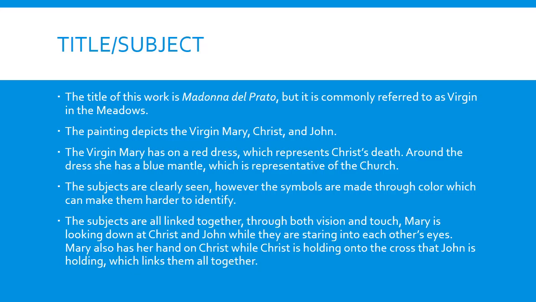So it's also known as the Virgin in the Meadows, according to Gombrich in the textbook. And so Madonna del Prado is a classic example of Raphael's Renaissance-based style. In it, he depicts the Virgin Mary, Christ, and also John. And when you look closely, you notice how the Virgin Mary is wearing a red dress, which is very symbolic of Christ's death. And she also has a blue mantle, which represents the church. You can also notice how both Christ and John are looking into each other's eyes, and Mary is looking down on all of them, which shows the link between each of them.